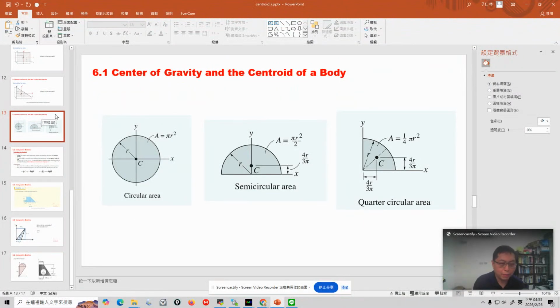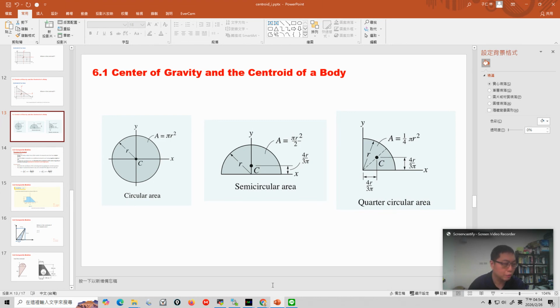Hello, everybody. This is a short clip talking about how to calculate the centroid of a composite area. I want to show you more examples of the centroid calculation. In this video I'll just go into the example.